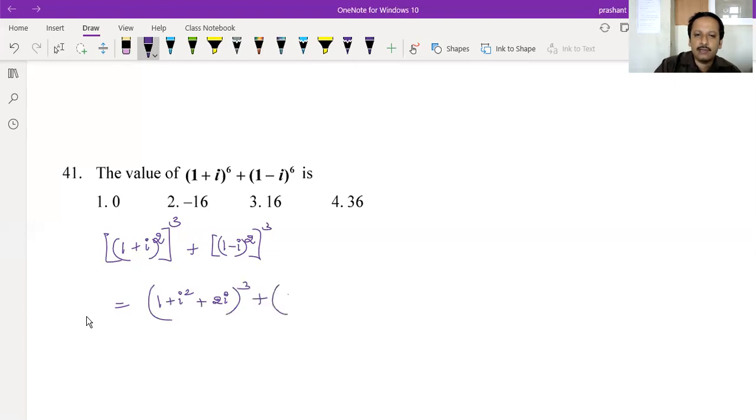Plus, similarly here, 1 plus i square minus 2i, whole cube. You know the value of i square. What is the value of i square? Can anybody tell me what is i square? Yes, you're right, minus 1. i square is minus 1.